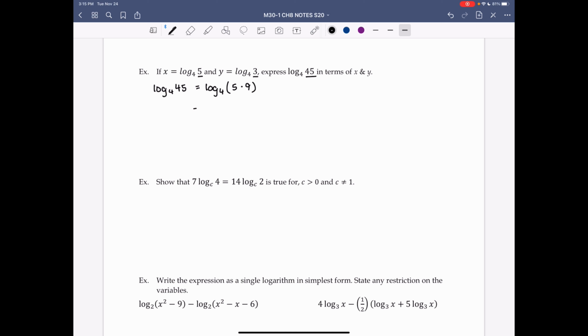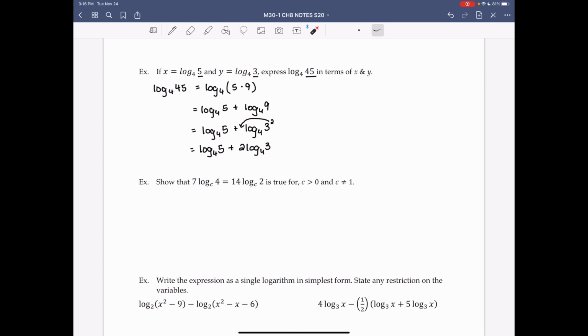Then we can write log base 4 of 5 plus log base 4 of 9 using the product law. But 9 is a power of 3, so we can write this as log base 4 of 5 plus log base 4 of 3 to the power of 2. And then we can use the exponent law or the power law to bring this 2 in front of this log as a coefficient. And we get log base 4 of 5 plus 2 log base 4 of 3.